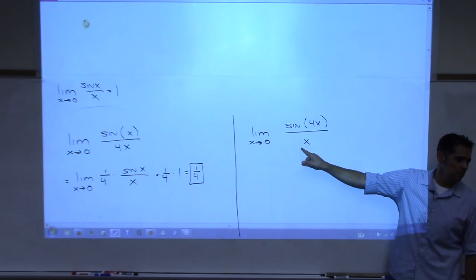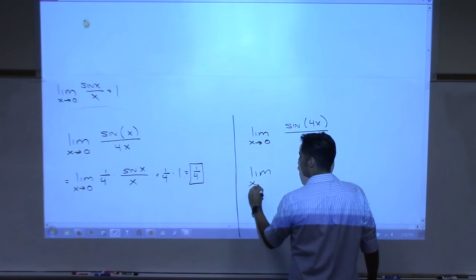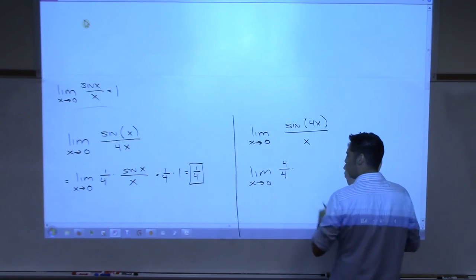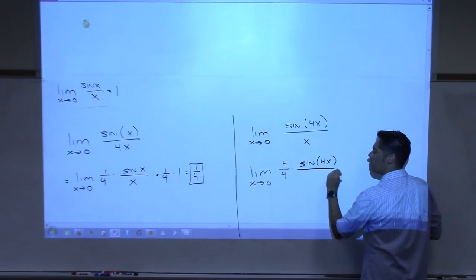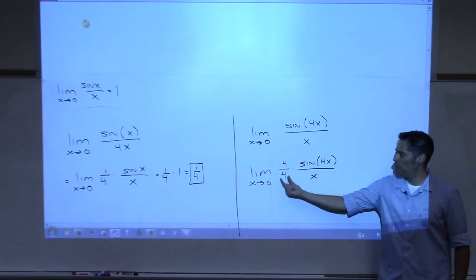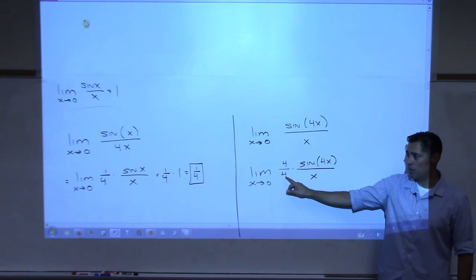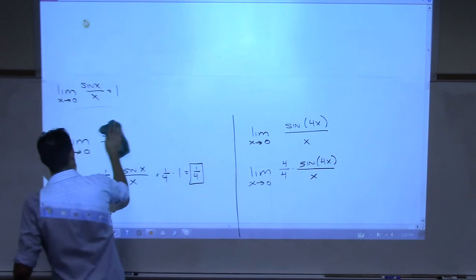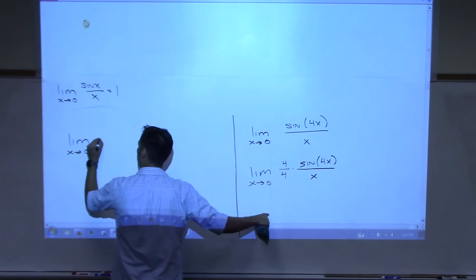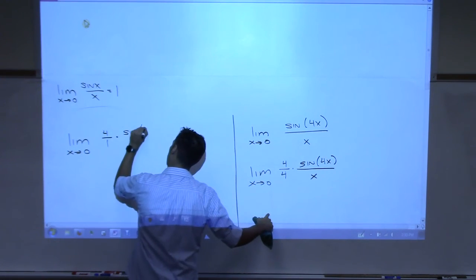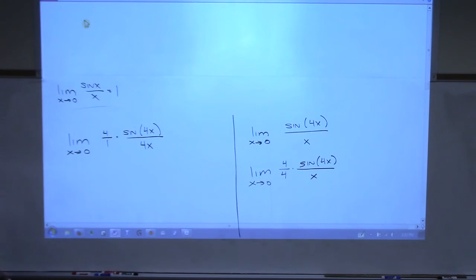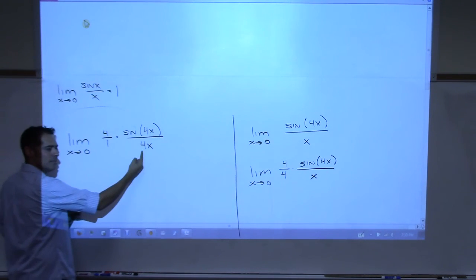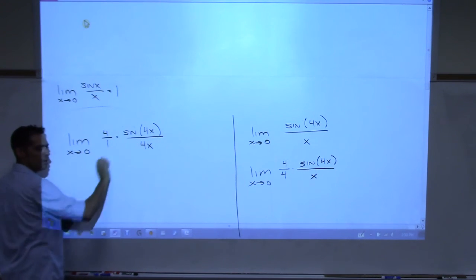See, don't I want a 4 here? So I'm going to be really clever. I'm going to multiply by 4 over 4, because that's 1, times sine of 4x over x. And now because this is multiplication, I can put that 4 underneath and look at that as a 1 underneath. So my next line would be 4 over 1 times sine of 4x over 4x. You see how I very cleverly inserted a 4 down here by putting a 4 over 4 and sliding the 4 over.